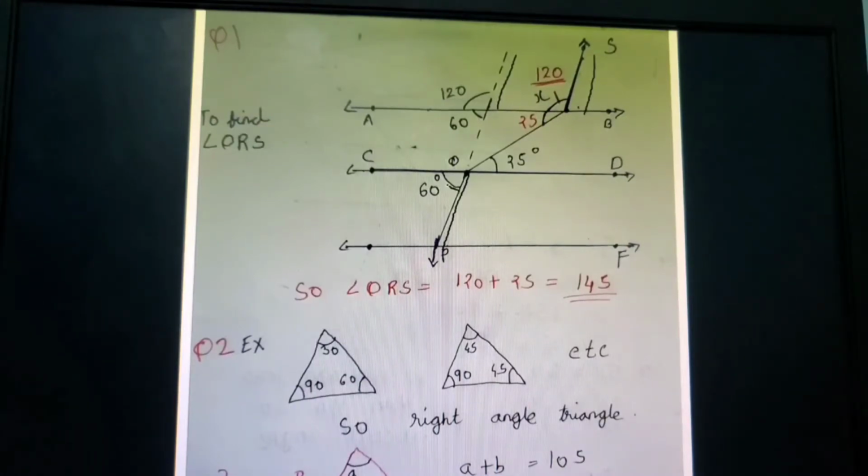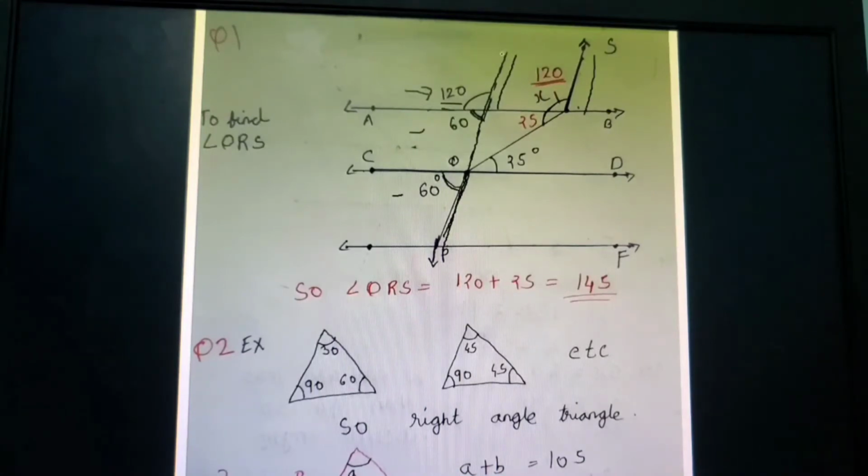If we notice, this angle is 60 degrees, so by the property we can say that this angle is also 60 degrees. This is the transversal. This is known as corresponding angles. By this we can tell it is 60, and this is 120 because of linear pair of angles. So by linear pair, we can say this is 120.